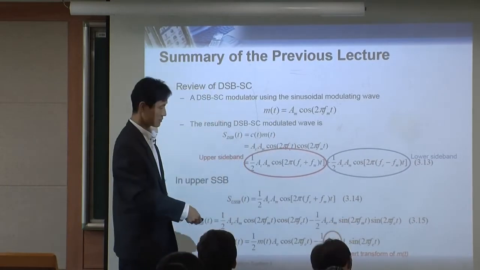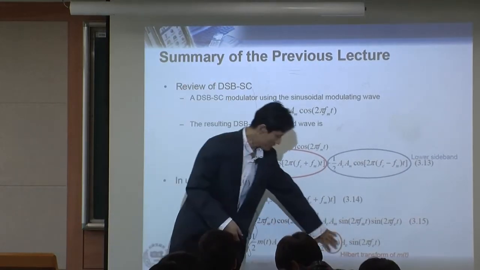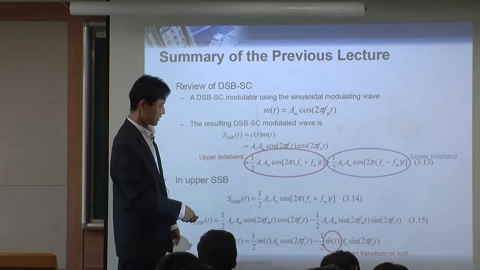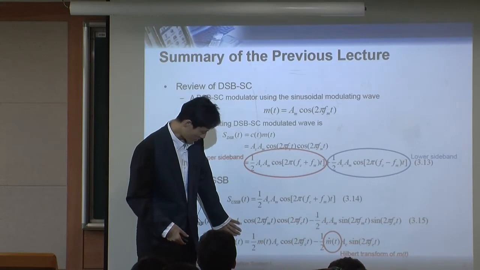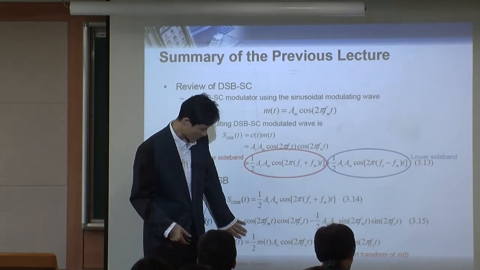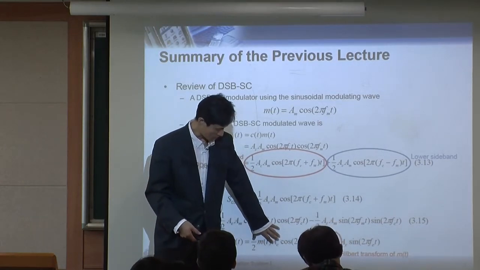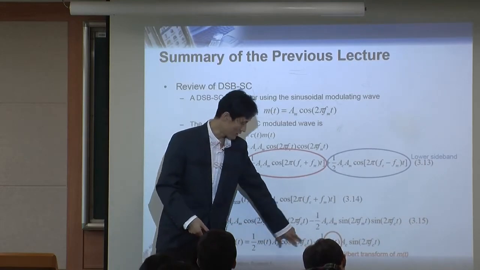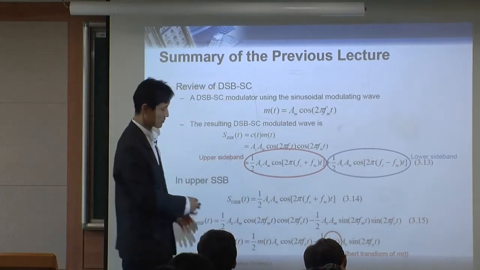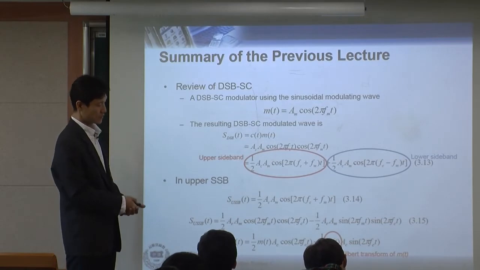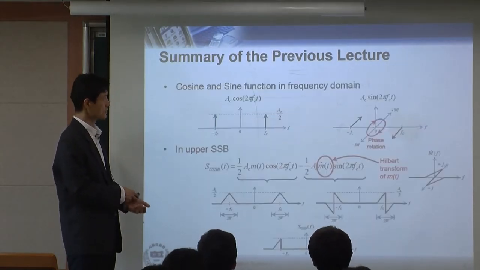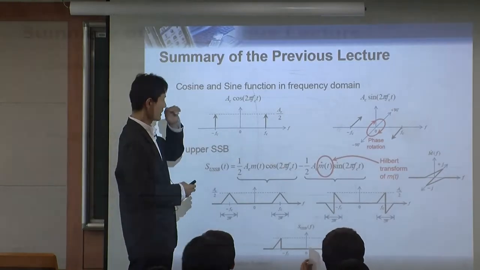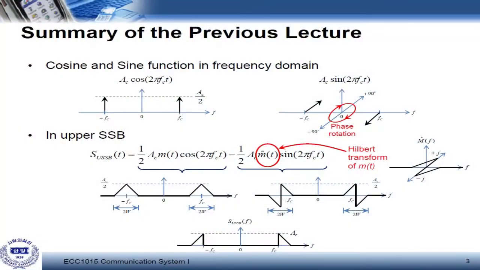In this case, the second part is something unique for single sideband. And when you look at the upper single sideband equation, the first term is the same as double sideband. That minus, you have some other term, right? In order to get that, we need to know the Hilbert transform. Remember Hilbert transform? As an example, when you put the cosine into a Hilbert transform, you are going to get sine.